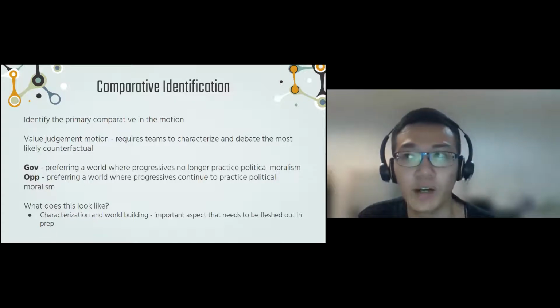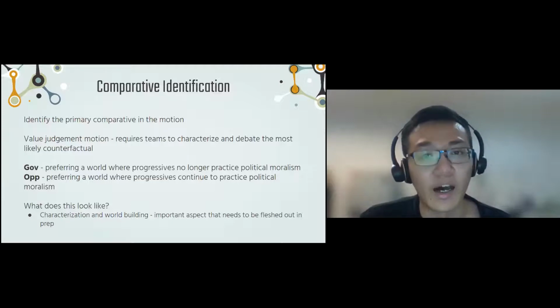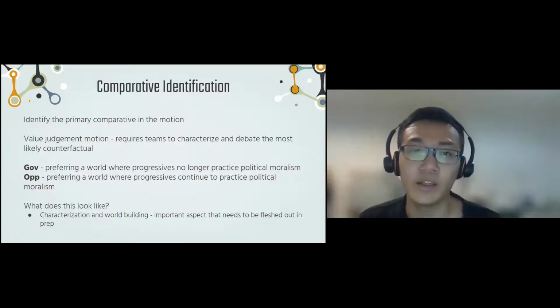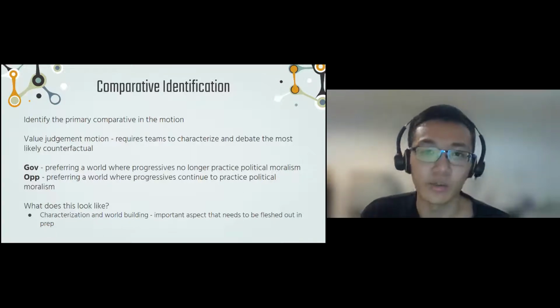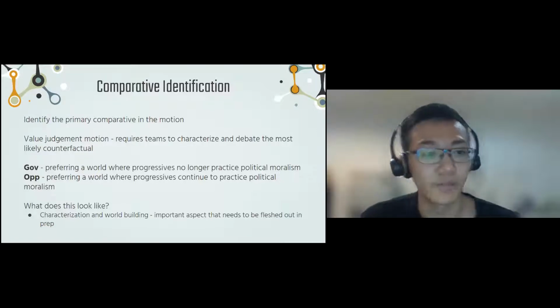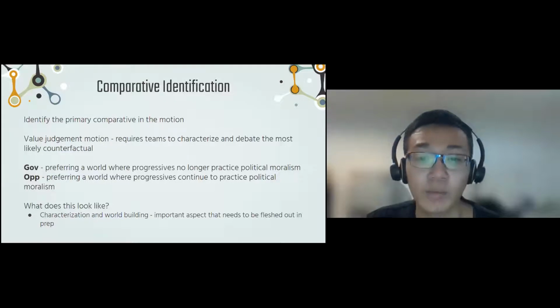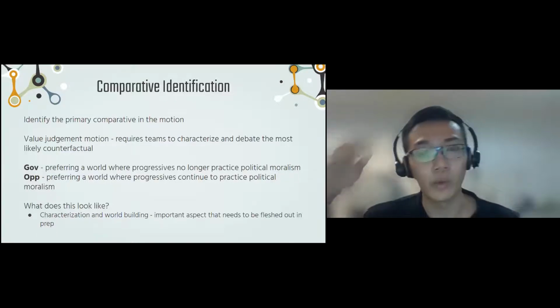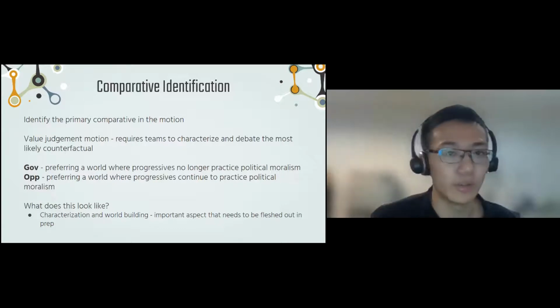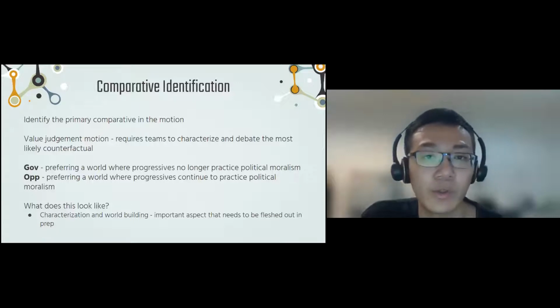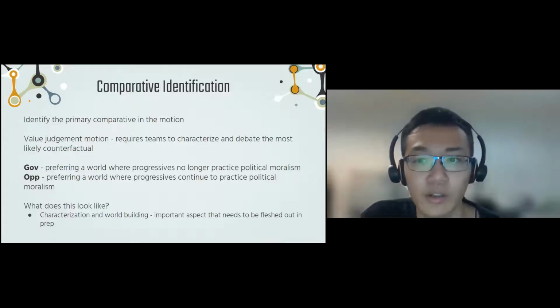And while the comparative here is, I think, rather obvious and straightforward, how these two worlds manifest and how they differ is where the greatest portion of the debate accrues, because that's the difference, or the split in the round. What does it look like? This will require you to do characterization and world building. It's an important aspect that needs to be fleshed out in prep as well. We'll look more at that when we talk about world building. But at this point, being able to identify the comparative will help you in the next part, which is to identify the burdens of proof.